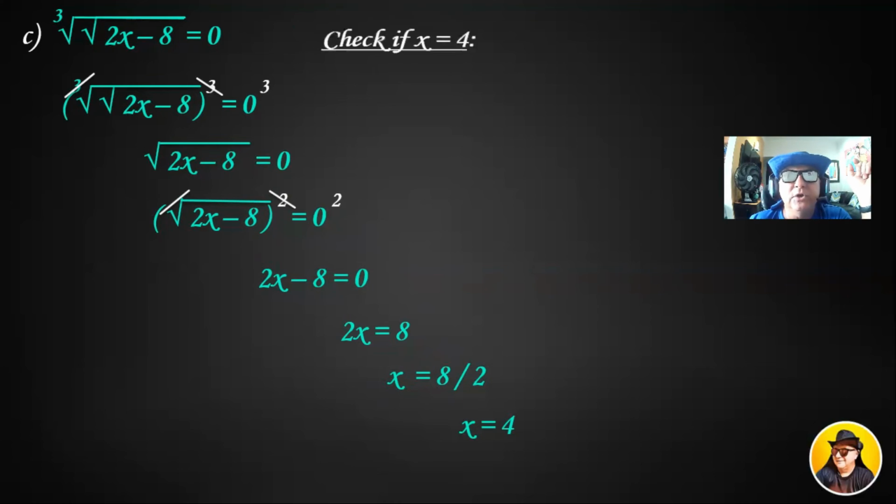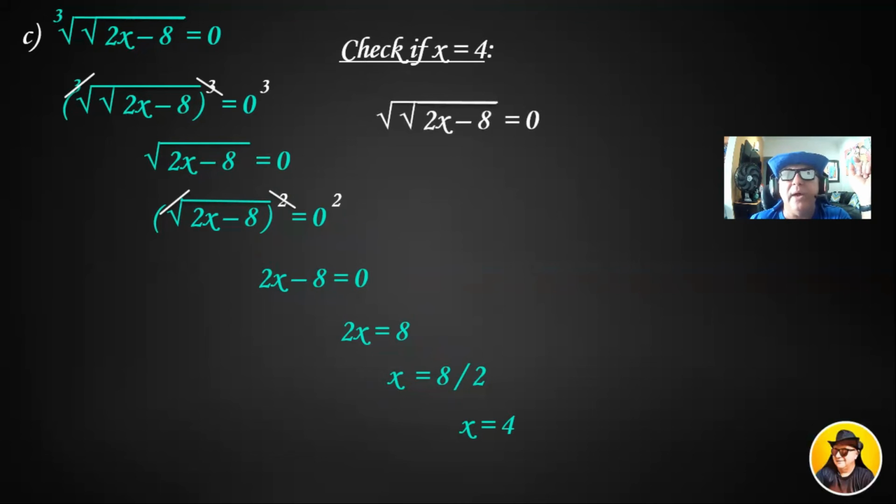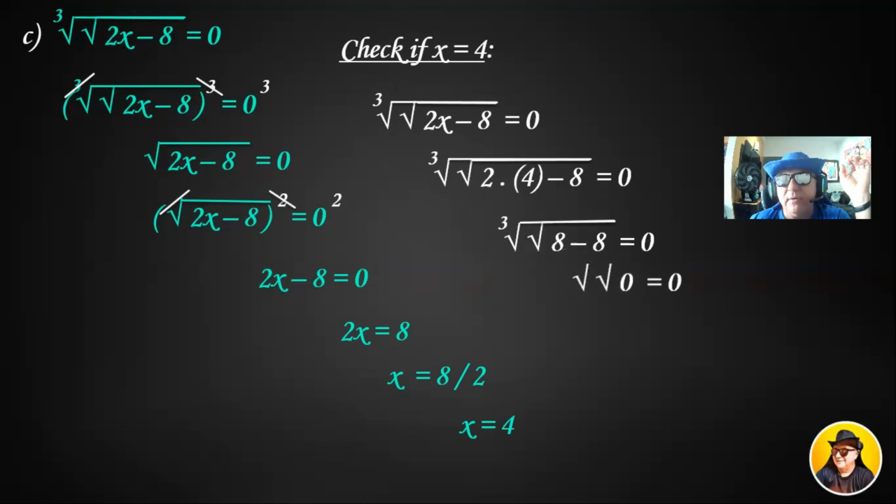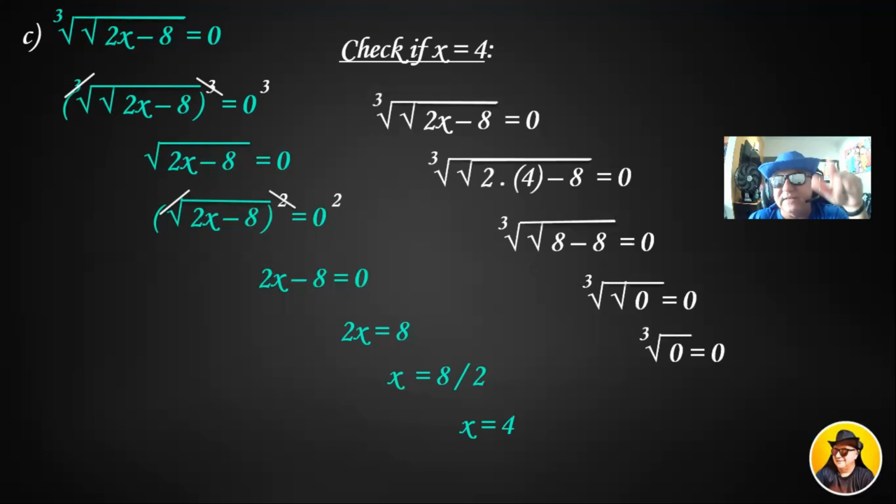Let's check. So checking if x is 4, I have the cubic root of the square root of 2x minus 8 is 0. Well, x is supposed to be 4, so let's replace this value right here. So I have the cubic root of the square root of 2 times 4, which is 8, and 8 minus 8 is 0. Let's do it step by step. So what is the square root of 0? It is 0. Great. And what is the cubic root of 0? It is also 0. So 0 is equal to 0. It is true. So the solution set is really 4.